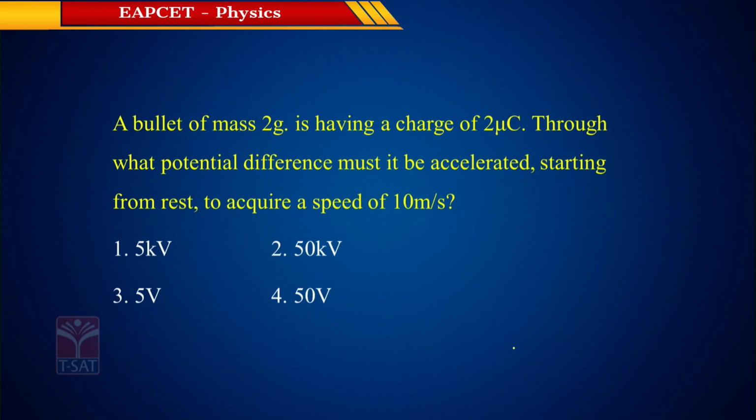And next, a bullet of mass 2 gram is having a charge of 2 microcoulomb. Through what potential difference must it be accelerated, starting from rest, to acquire a speed of 10 meter per second?